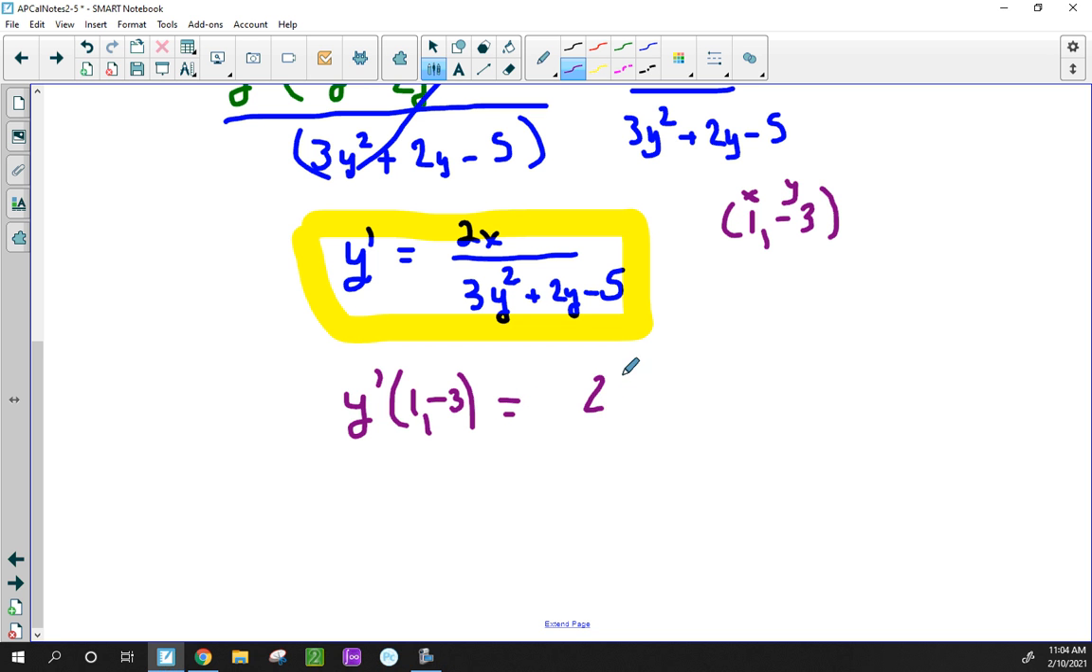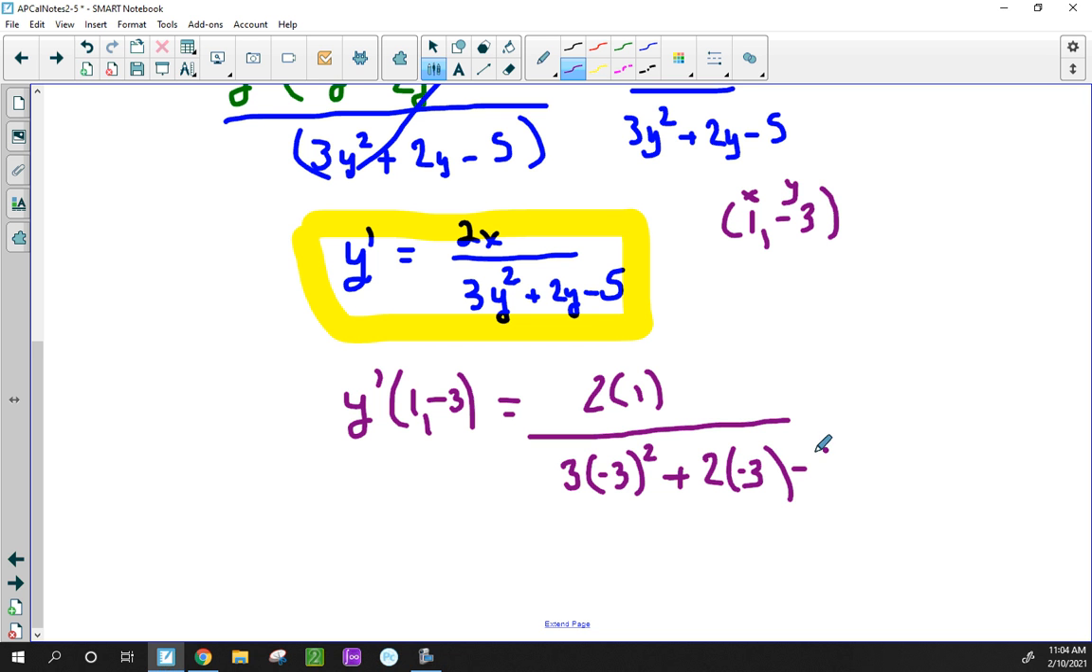So we're going to do 2 times 1 divided by 3 times negative 3 squared plus 2 times negative 3 minus 5.